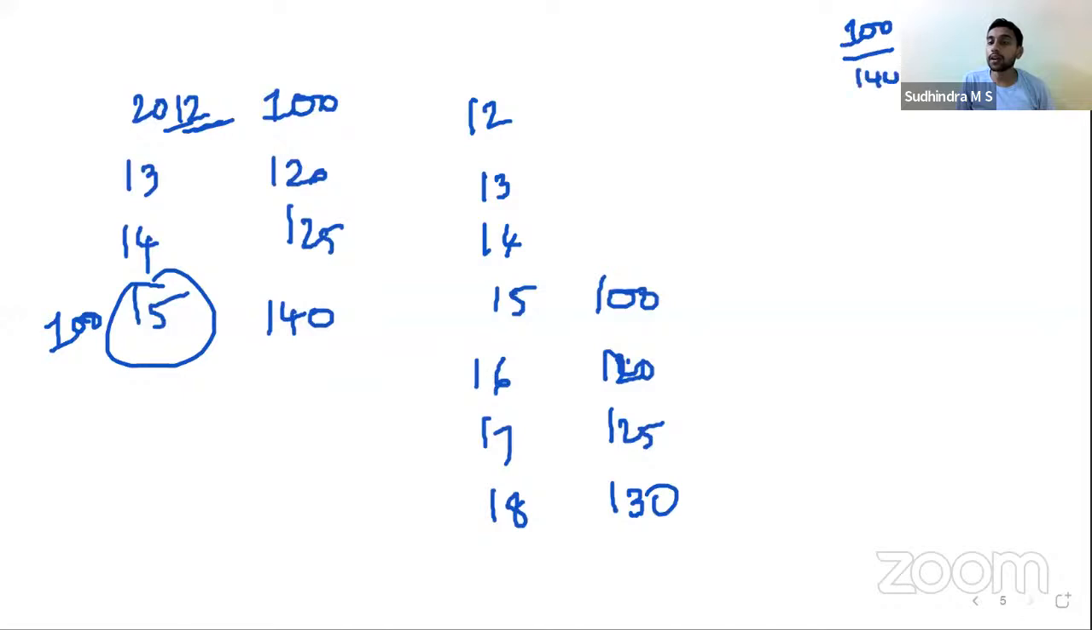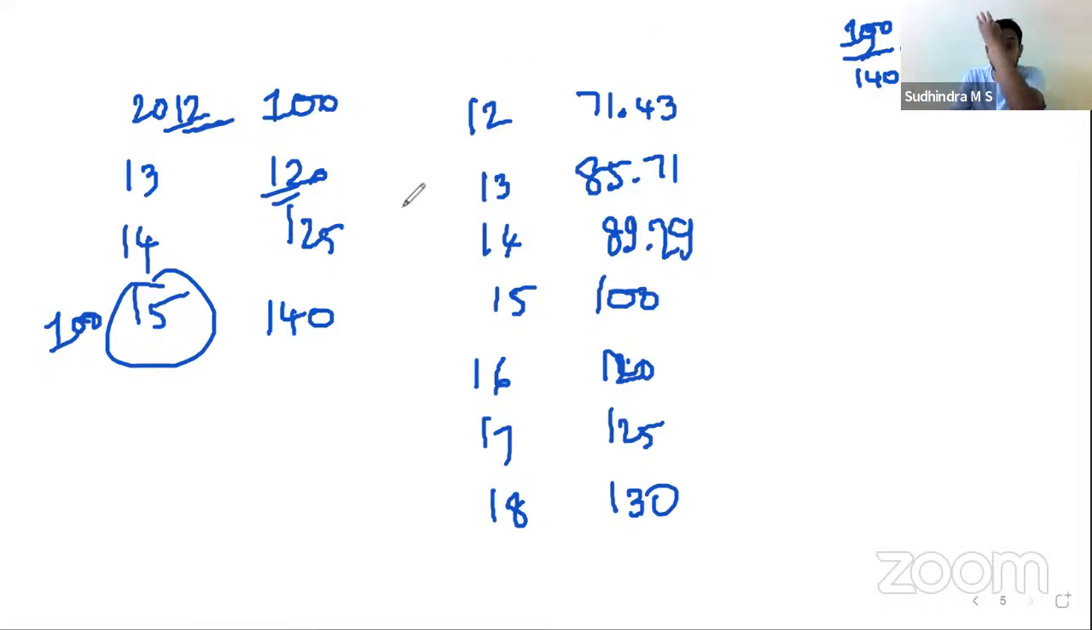100 by 140 into 100, which is 71.43. Then 120 by 140 into 100 for 13 is 85.71. 125 by 140 into 100 is 89.29. So this is how we merge two sets of index numbers. This is splicing of index numbers. So this is shifting and splicing.